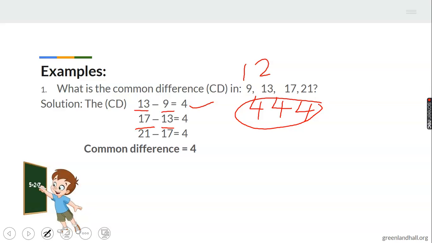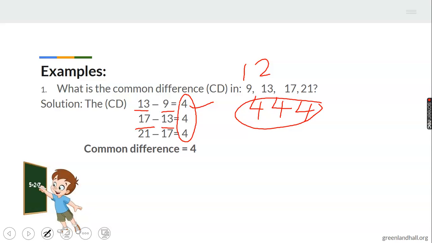I know someone is already saying, oh, come on, it's too cheap, Mr. Mo. Yeah, you're correct. It's cheap because we've made it that way, and we have explained in such a way that you can grasp it. So the common difference here is 4. Why? Because all the differences here are the same.